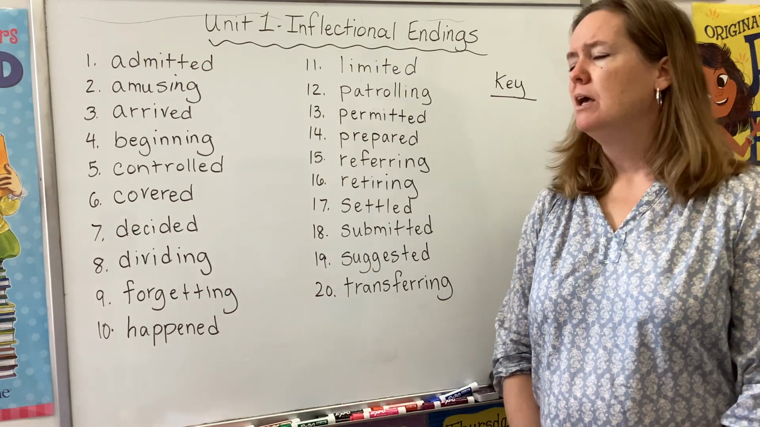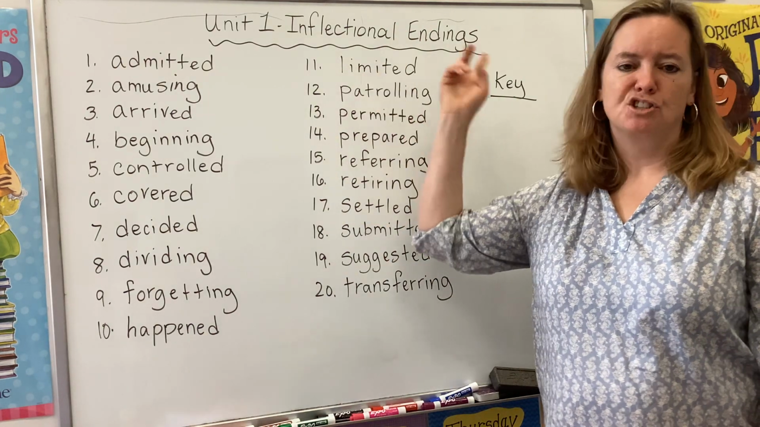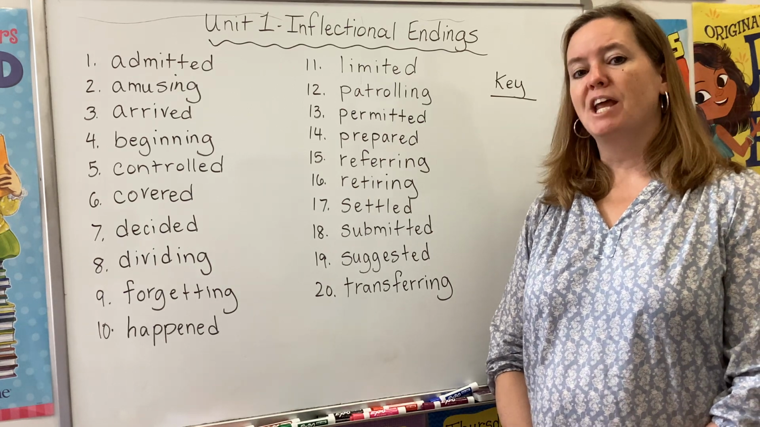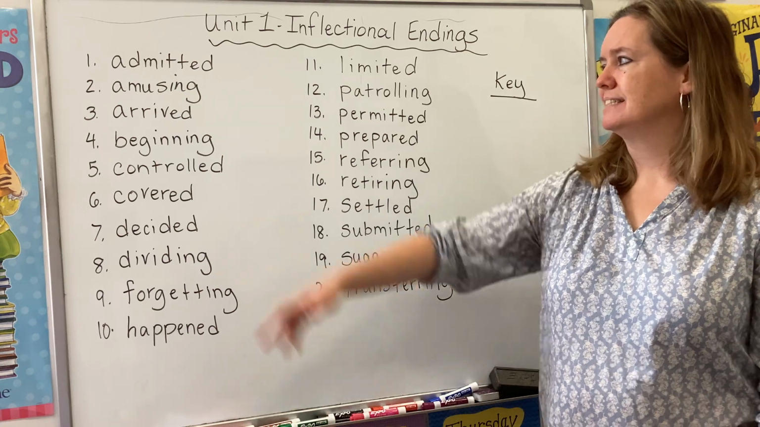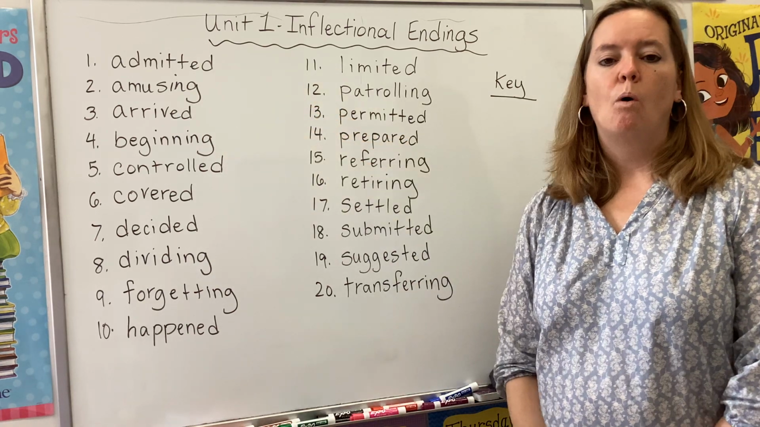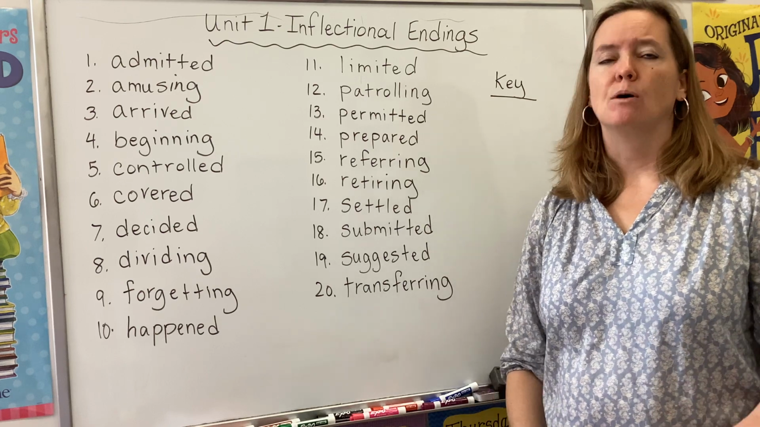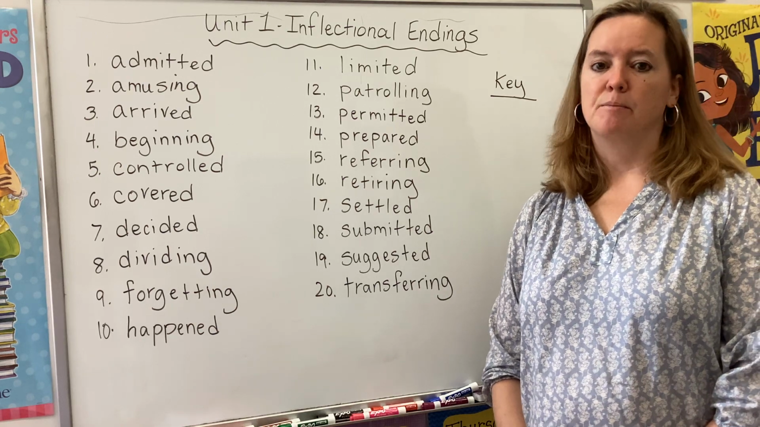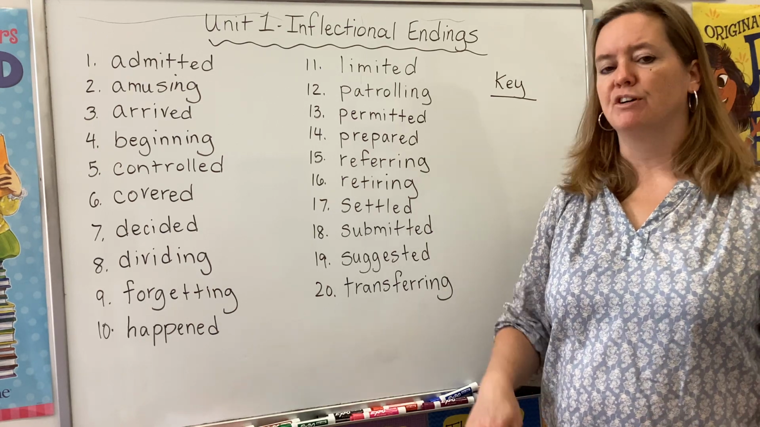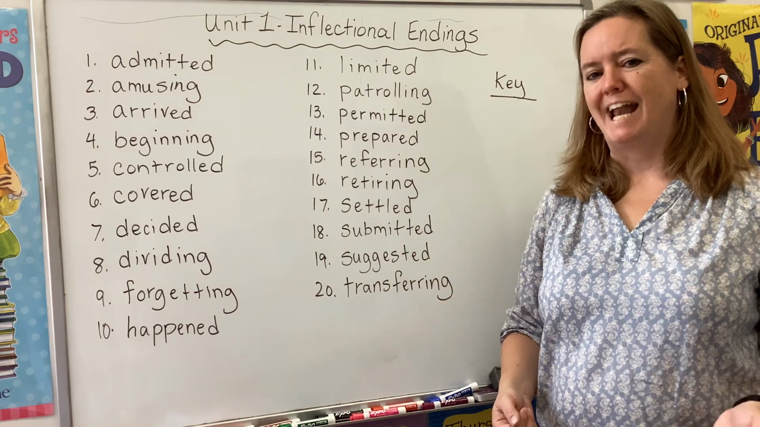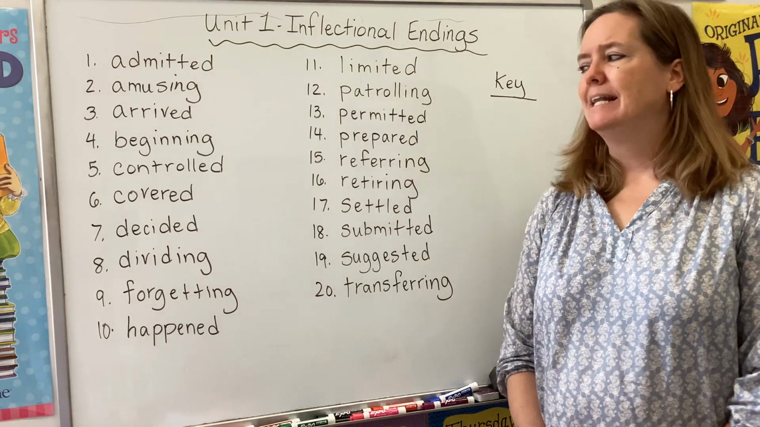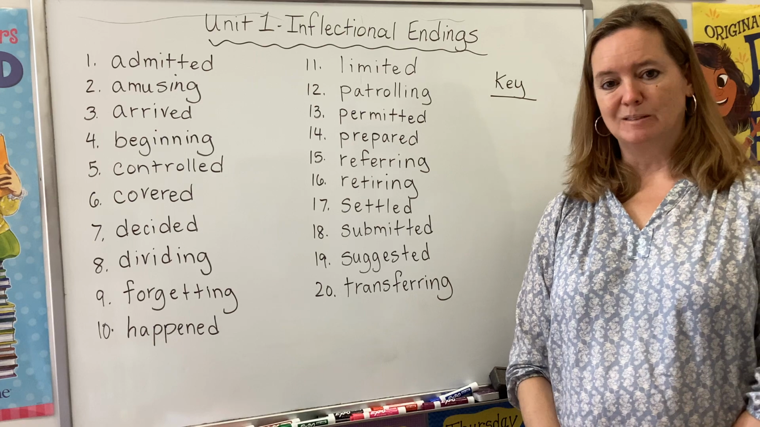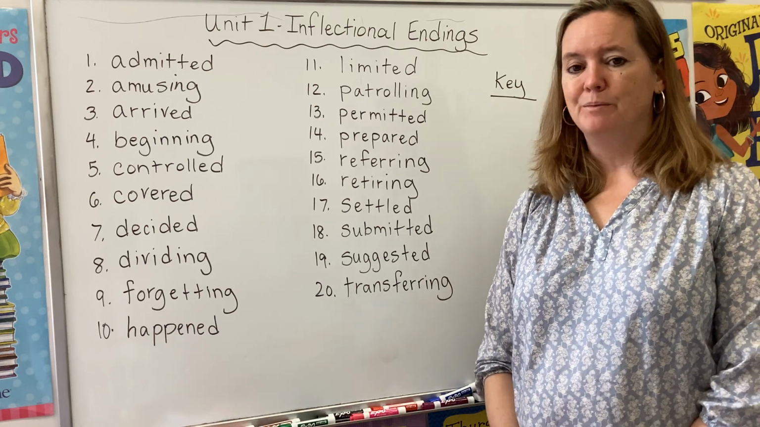Okay? So our focus this week is inflectional endings. An inflectional ending is something you add to the end of the word that changes its verb tense. So for instance, ed or ing, or it changes a noun. So it could change a singular to a plural noun. But an inflectional ending does not change the part of speech. So it changes one kind of verb to another kind of verb, or one noun to another type of noun. Okay? Now, this week we're going to be focusing on ed and ing endings. But before we talk about that, let's make sure we can read all of our words.